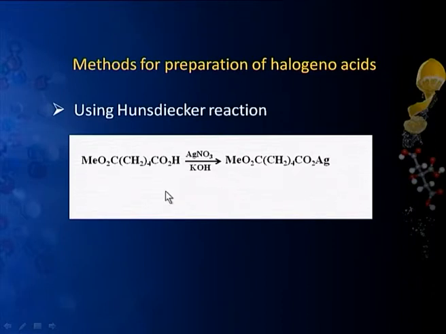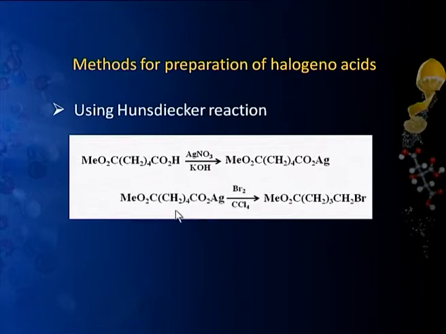Carboxylic acids are converted into their silver salts, and the silver salts on treatment with bromine give the corresponding alkyl bromides. The same reaction is used here. We take a dicarboxylic acid and prepare a monoester, meaning one of the carboxyl groups is protected as an ester, and it is converted into its silver salt.